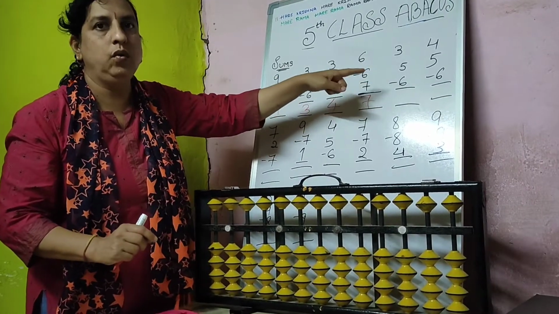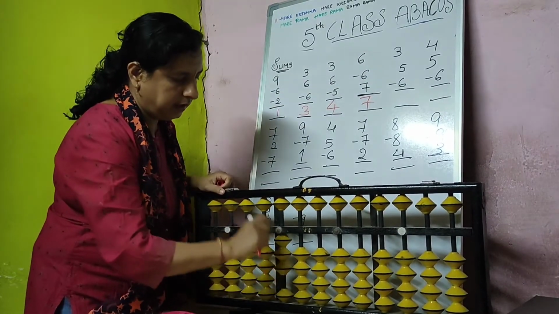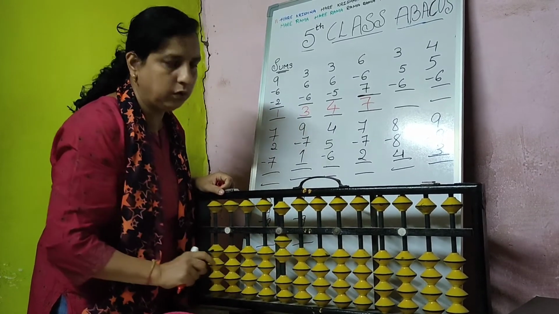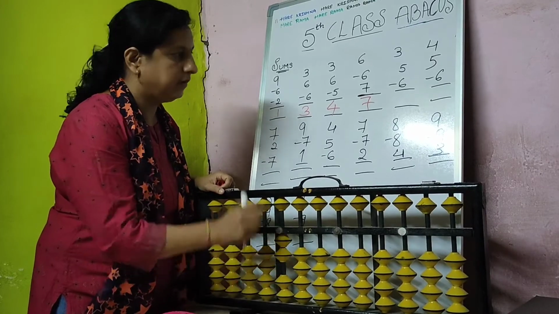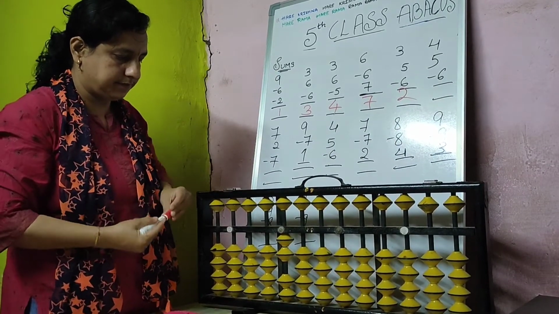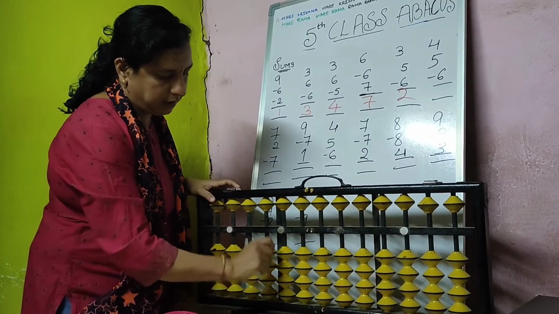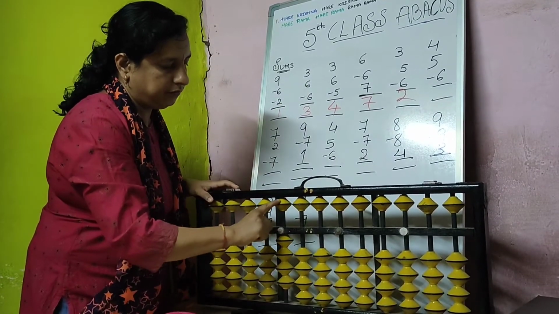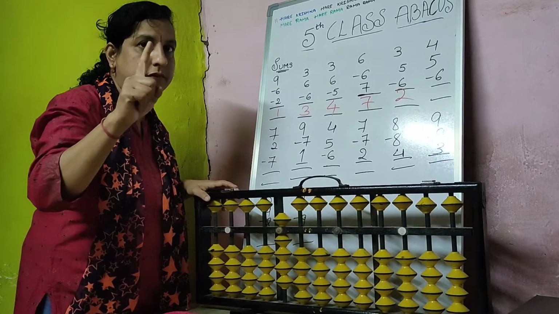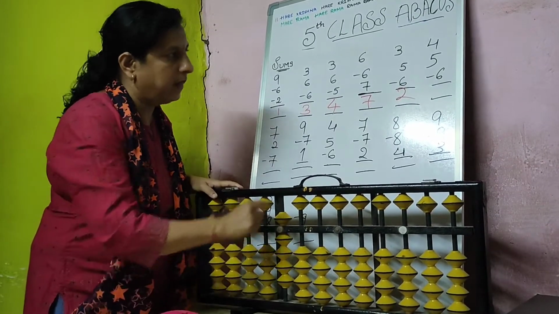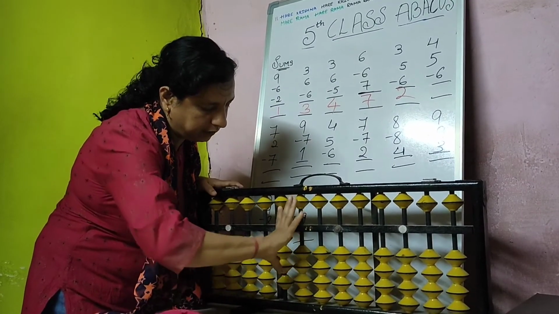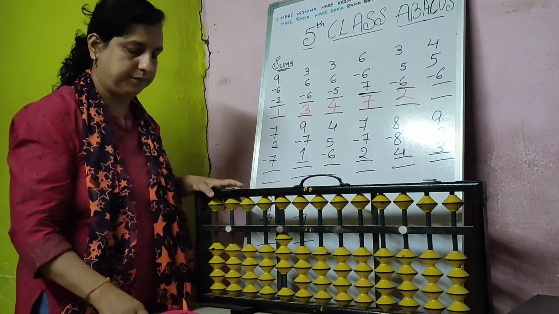Next number. Clean the abacus. 3, 5, -6. 3, 5, -6 how to do? 1 upper bit, 1 lower bit you have to cancel. Answer is 2. Then 4, 5, -6. Clean the abacus. 4, 5, 5 with index finger. Remember, +5, -5 both same finger, this index finger. -6 means 1 upper bit, 1 lower bit. You have to cancel. My answer is 3.